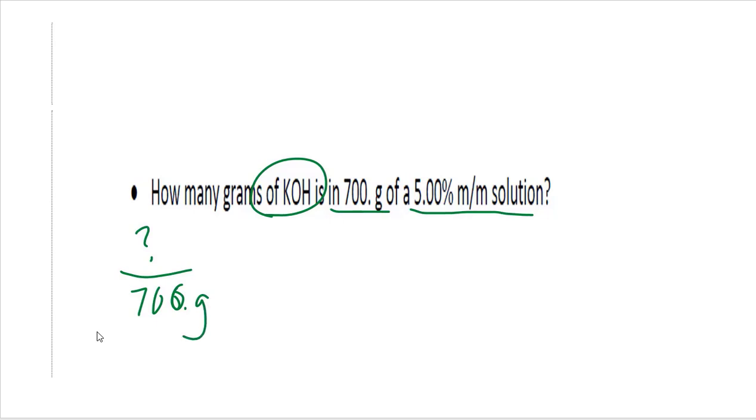So that's just making sure that I know that that's 3 sig figs, instead of, if it was 700 with no decimal point, that would just be 1 sig fig. So 3 sig figs for this times 100% is equal to a 5.00% solution. So again, we're going to divide both sides by 100.